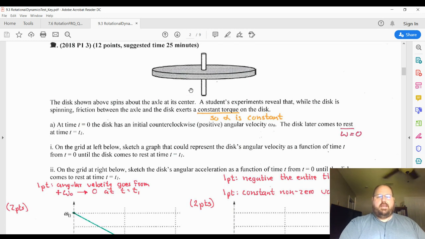We have this disk, which is spinning about an axle at its center. So this could be like a bicycle wheel or something like this. The student does some experiments and reveals that while the disk is spinning, friction between the axle and the disk create a constant torque on the disk. So constant torque is kind of something important to realize because that tells you that the acceleration of this thing is going to be constant. That's going to have some important impacts on the graphs below.